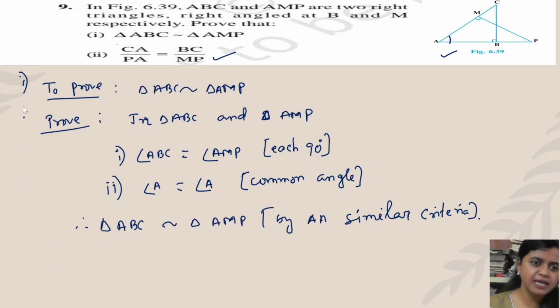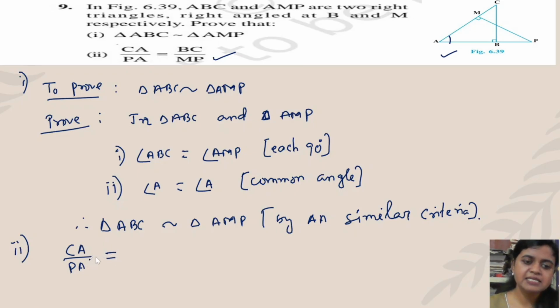So the first proof is done. Next, this is the second one: CA by PA equals BC by MP. CA is the side of triangle ABC and PA is the side of triangle AMP. BC is the side of triangle ABC and MP is the side of triangle AMP. This means we have to prove triangle ABC is similar to triangle AMP, then we can prove the second one. And here we have already proved that triangle ABC and triangle AMP are similar. So we can say CA by PA.